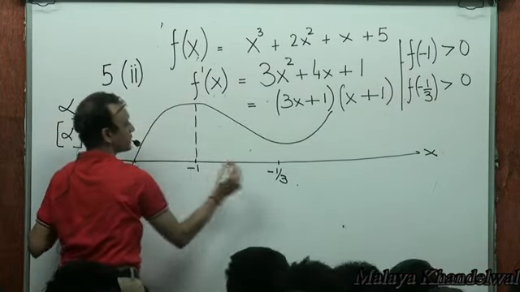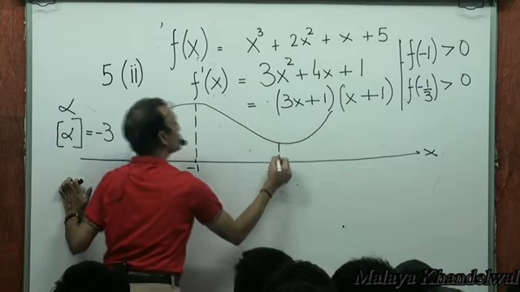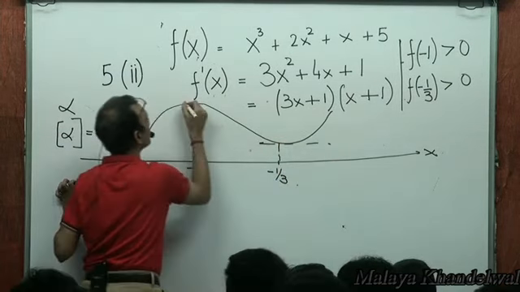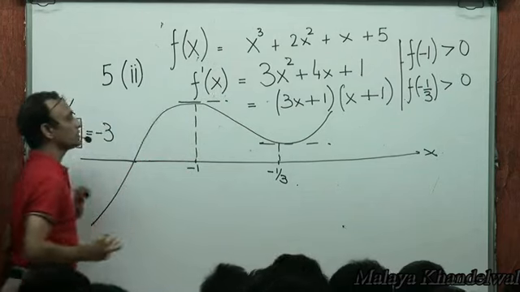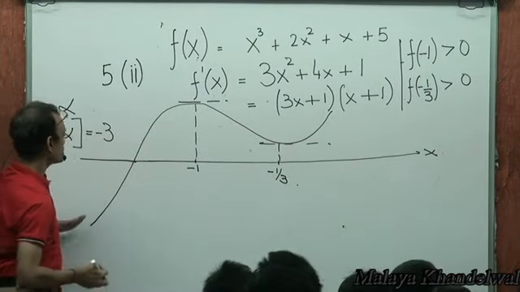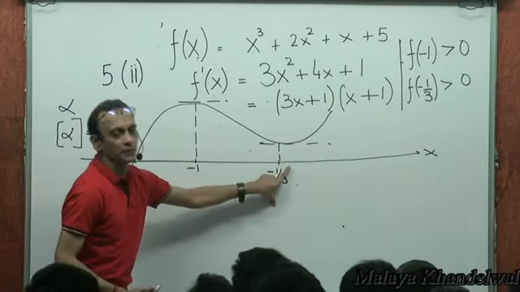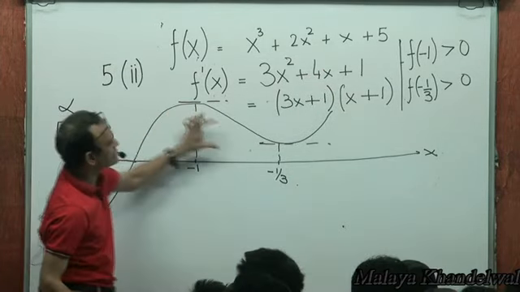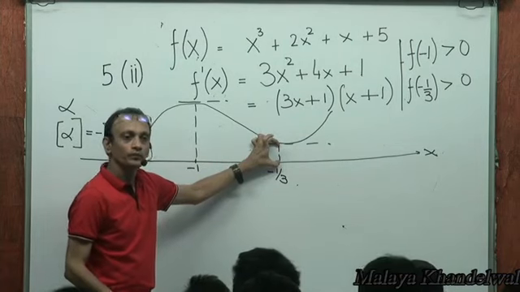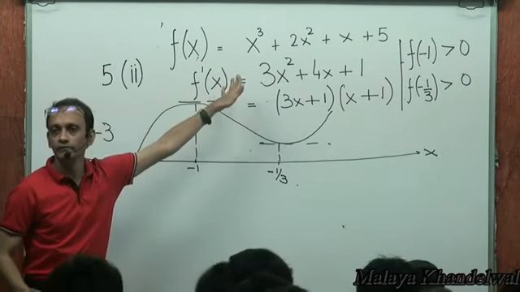At x equal to -1, a local maximum. At x equal to -1/3, a local minimum. And it goes this way. This is the graph of the function, isn't it? It goes from minus infinity to plus infinity with two stationary points. At these stationary points, the function has a positive value, which you can verify, right?